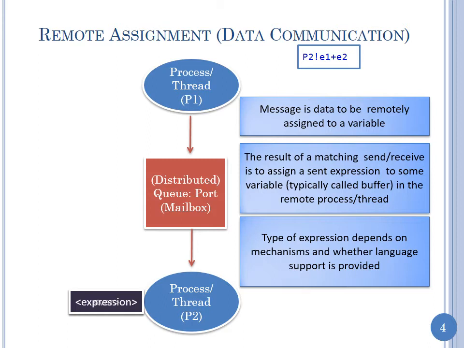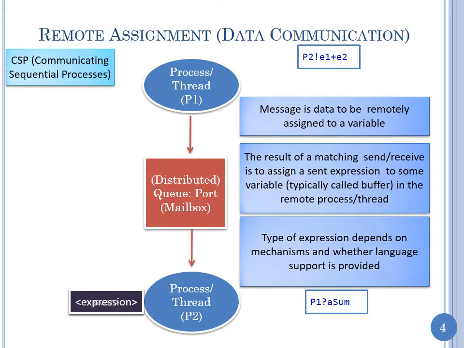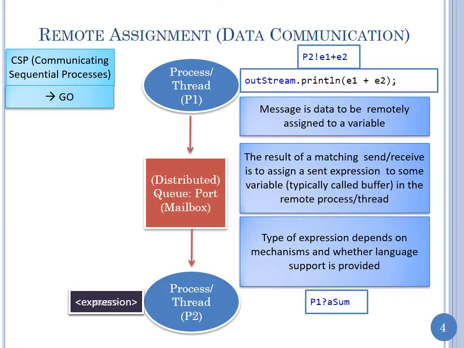Process P1 can say P2 exclamation mark E1 plus E2. So it's sending that expression to process P2. And P2 says, okay, whatever I get from process P1 should be assigned to the variable A. So that's CSP, and that was the foundation of the Go language we talked about. And if you just do an output stream print line E1 plus E2, that's also a way of doing the same thing. We're sending data across. And the other side just does instream.read. So again, asum is assigned E1 plus E2, but using a different interface.